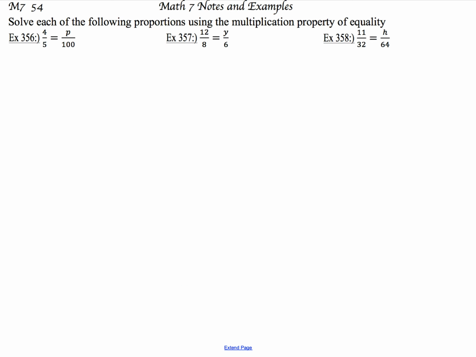Okay, so on page 54 in the notes, solve each of the following proportions using the multiplication property of equality. We would start by multiplying by the number underneath the variable. So multiply both sides by 100 here. I'm going to put it over 1 so that we're used to looking at the fractions. And that gives me P on this side. 100 times 4 is 400. 400 divided by 5 is 80. So P equals 80.